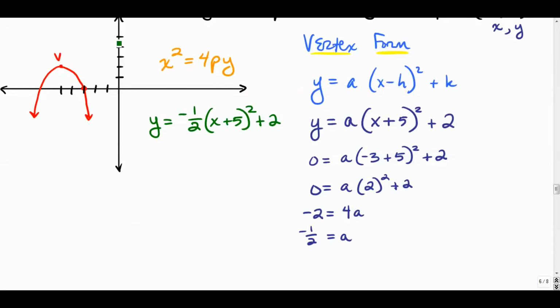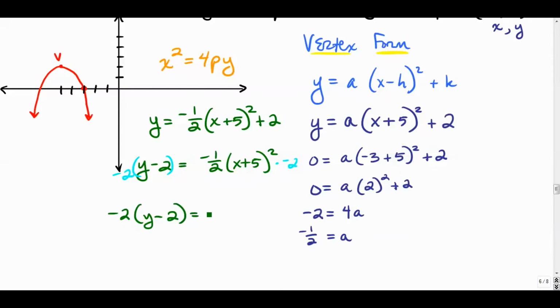Just subtract that from both sides. And now I want to get this to be a positive 1. To do that, of course, I'm going to multiply both sides by negative 2. And when I do that, I get negative 2 times the quantity (y minus 2) is equal to the quantity (x + 5) squared.